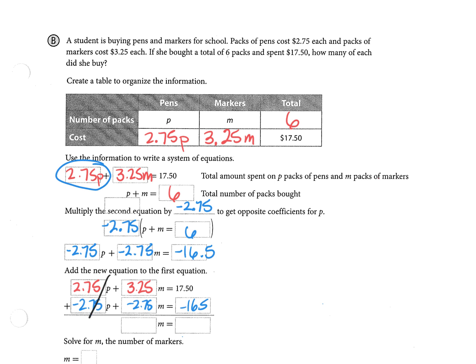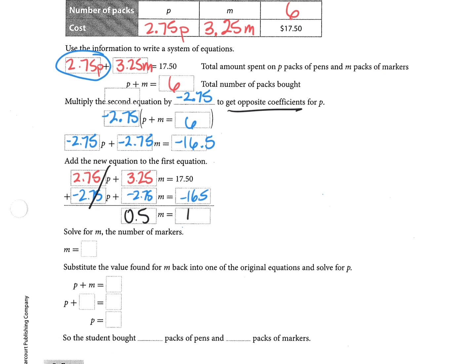These add to 0. That was the whole point of making them opposites. 3.25 minus 2.75 is 0.5m. And 17.50 minus 16.50 is 1. Then we have to continue to solve for m. We would divide both sides by 0.5. And so m equals 2.